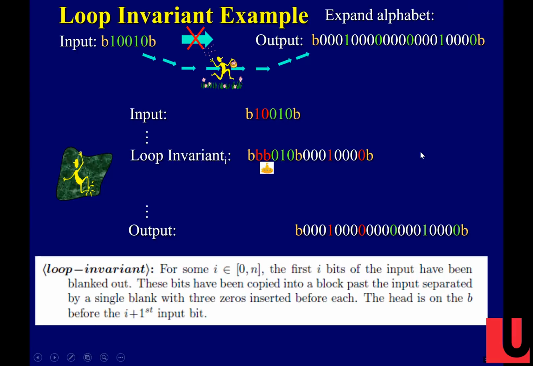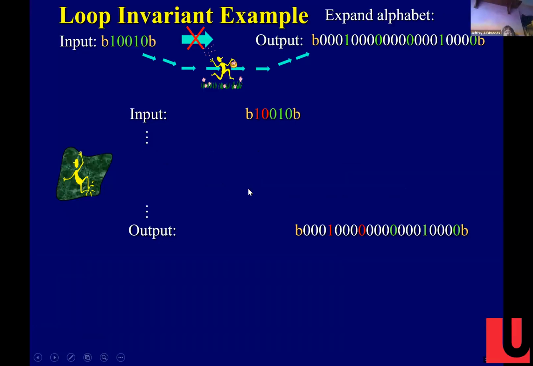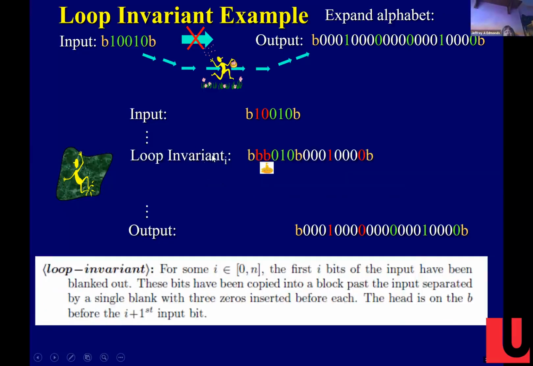Sorry, just want to confirm. The I represents iteration, right? Yes, in this case it's iteration. The loop invariant sub I is going to be what's true after I've done I iterations. So for example, loop invariant 0. What's loop invariant 0? It says I've done 0 iterations.